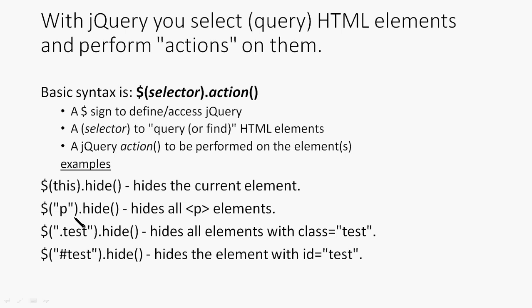Inside the brackets you specify paragraph dot hide, which means it hides all the paragraph elements on the page. Here you can see dot test. I think you remember the CSS class. In the case of a CSS class, we always mention it using the dot operator. So what it does is hide the elements with the class name test.